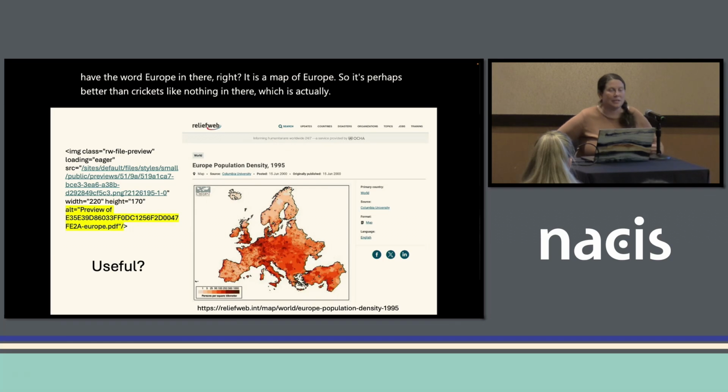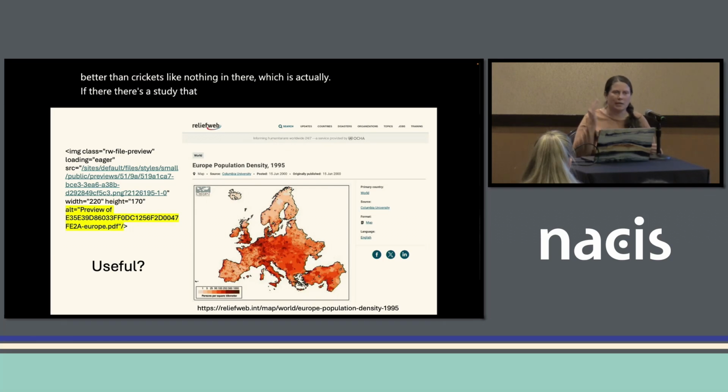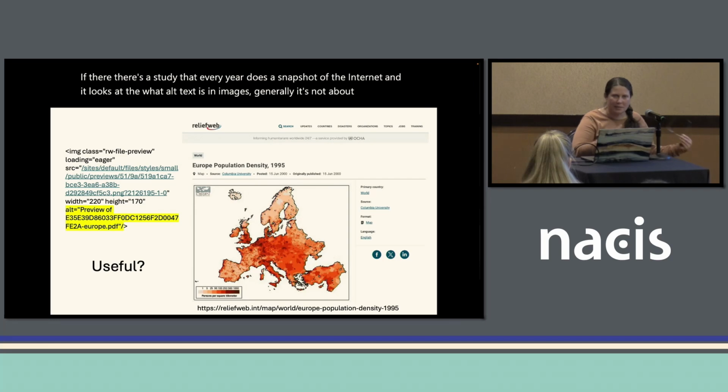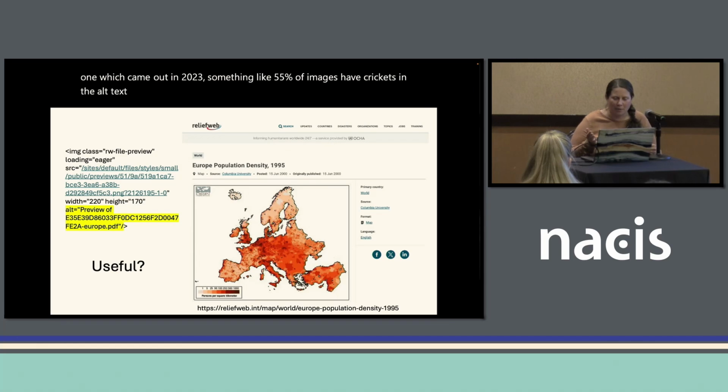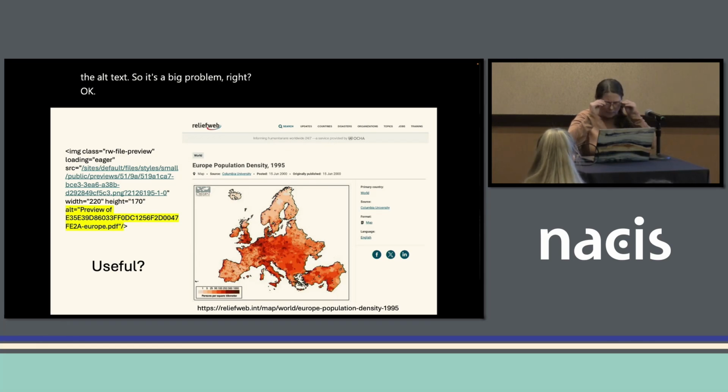There's a study that every year does a snapshot of the internet, and it looks at what alt text is in images generally. It's not about maps specifically. Maps, of course, are a subset of that. And still, in the most recent one, which came out in 2023, something like 55% of images have crickets in the alt text. So it's a big problem, right? Okay.